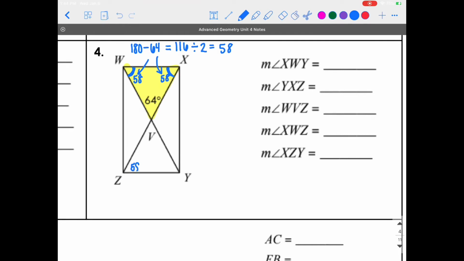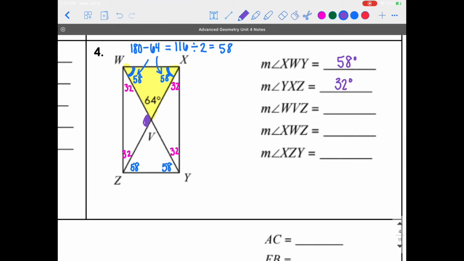Which means that these down here are also 58. And if I take 90 minus 58, then I get 32. So all of these would be 32. So angle XWY is 58 degrees. YXZ is 32 degrees. WVZ, all right, we don't have that one. It's right here.